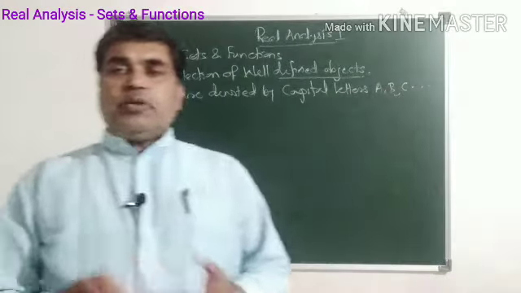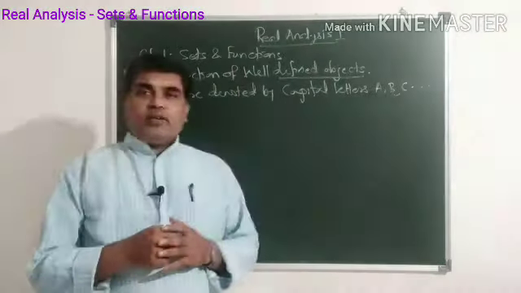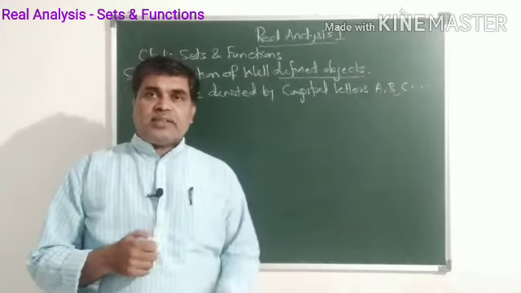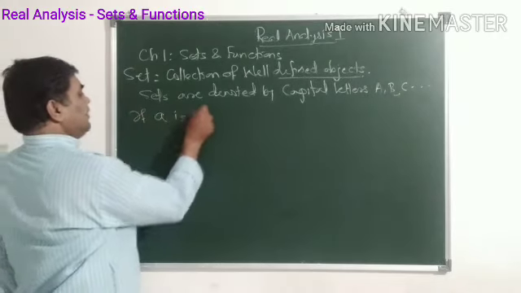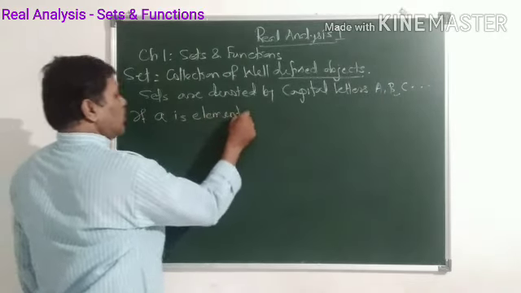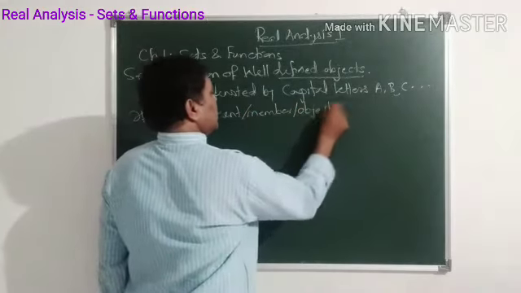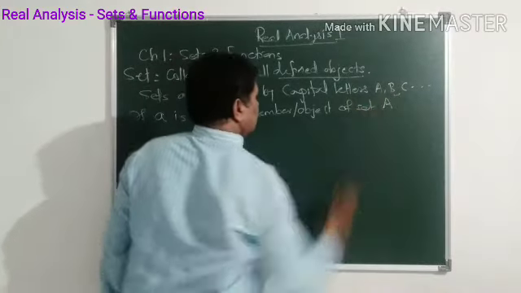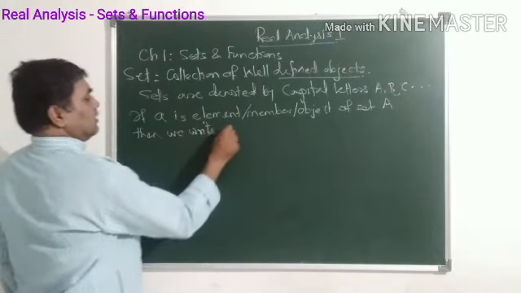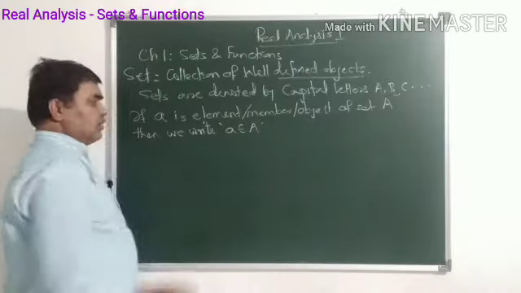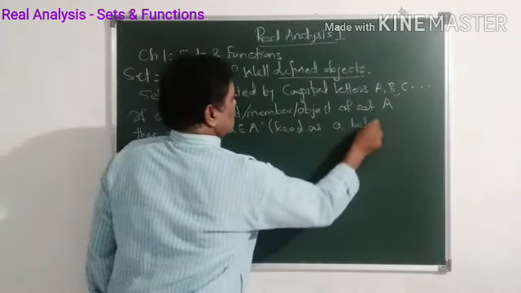Now, if I have some arbitrary set A, and some element of that set is a. Elements are denoted by small letters. So, if a is an element, or member, or object of set A, then we write a belongs to A. Read as a belongs to A.